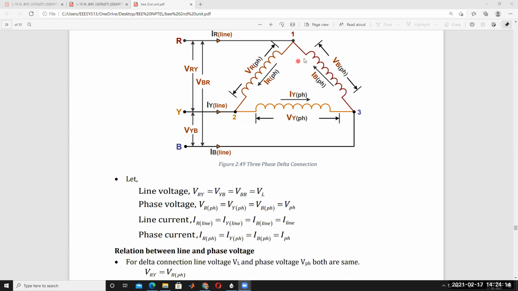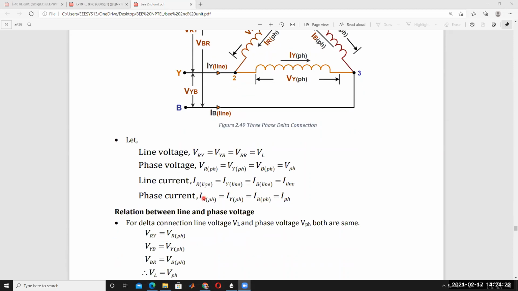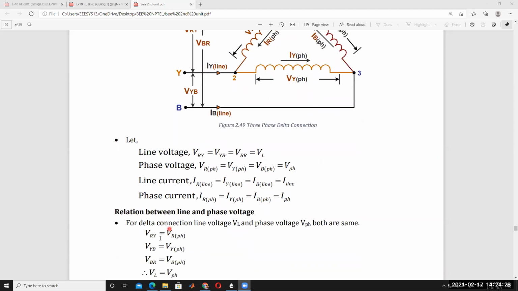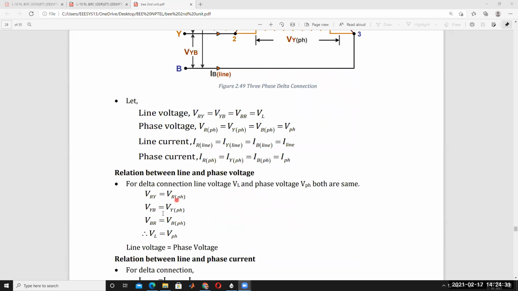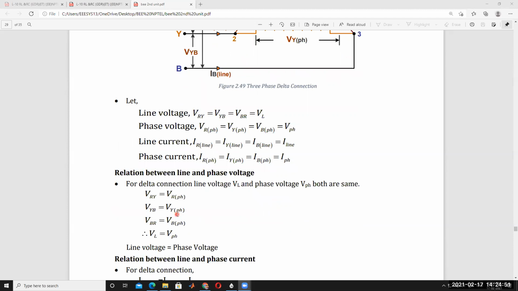So here VRY and VR phase are in parallel connection. That's why for a delta connection system, VRY is equal to VR phase. RY and VR phase both are connected in parallel. Similarly, VYB: in between Y and B, across these terminals the lines are connected in parallel. That's why line voltage VYB is equal to the phase voltage VY phase. Similarly, VBR is equal to VB phase.